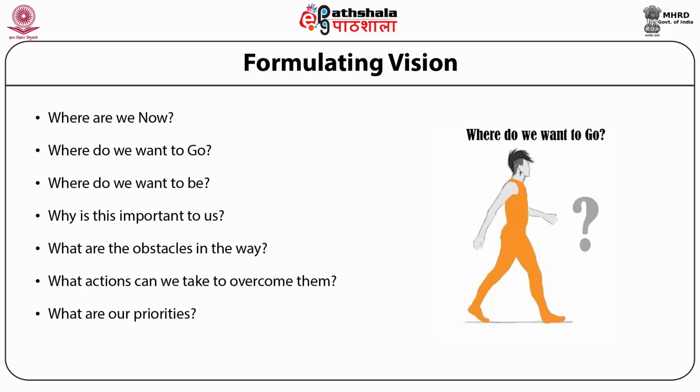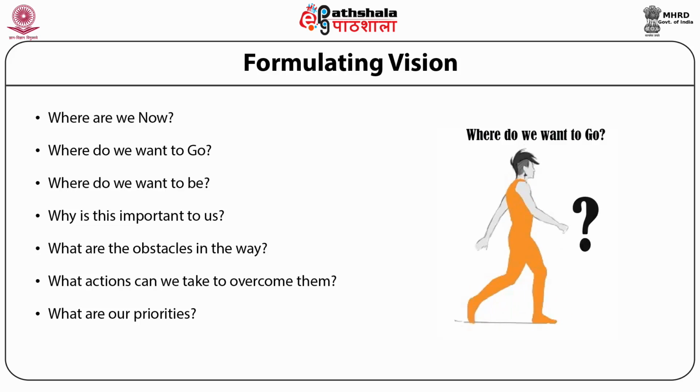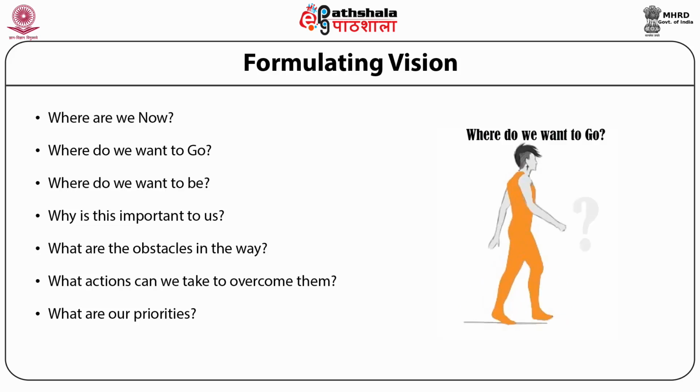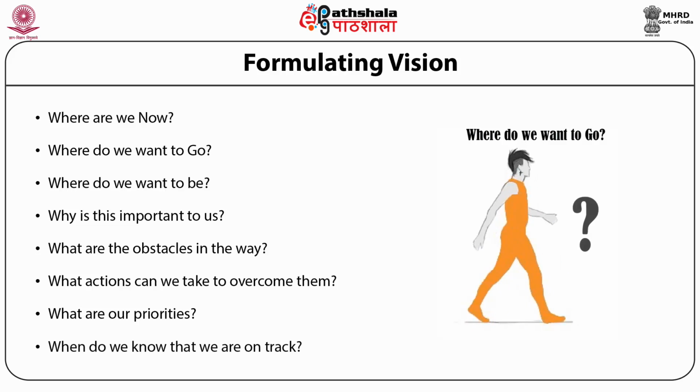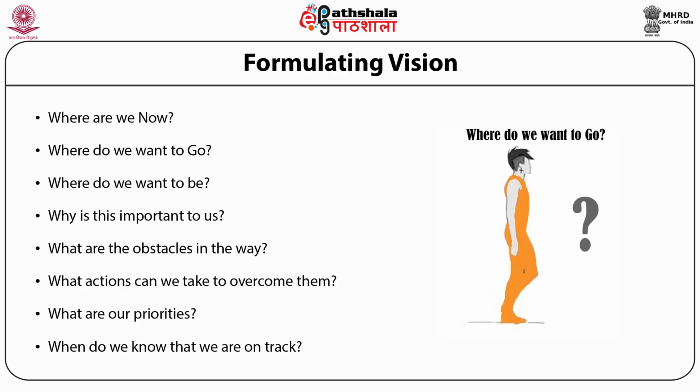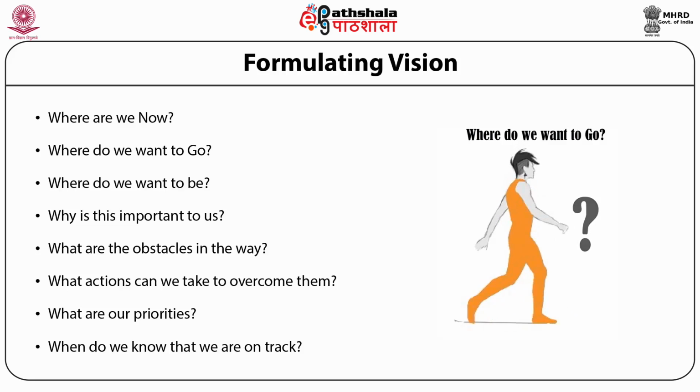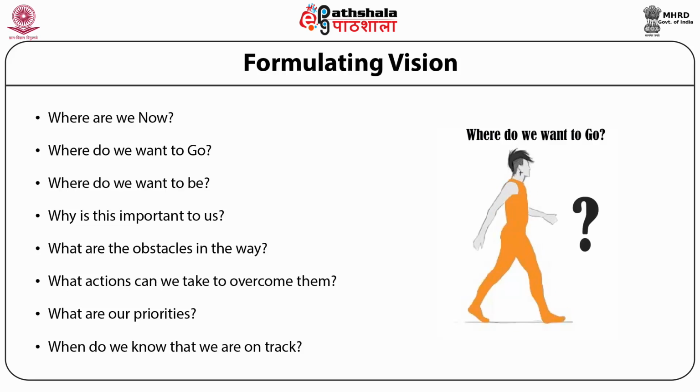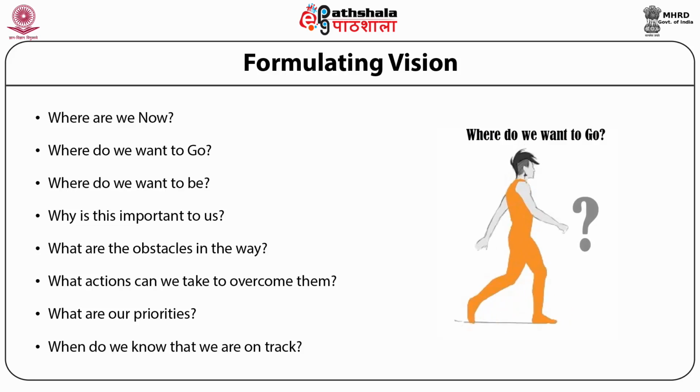Find out the answer to what are our priorities. For a company, it's important to know what exactly the priorities are so that it does not end up doing things which are not part of its priority framework. And when do we know that we are on track? So assessing the performance is equally important. So students, as we know, milestones play a very important role in finding out whether we are moving on the right track or not. So it's important to set up the performance measures to know whether we are moving on track. This can really help in formulating a good vision for a company.